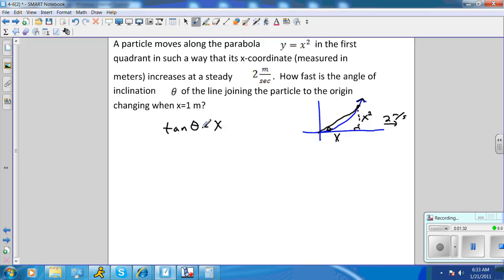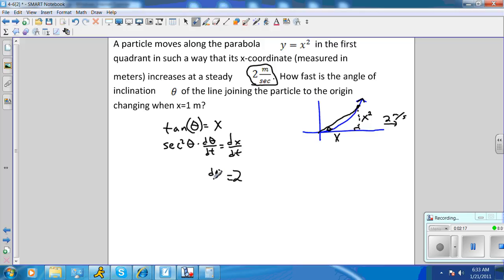If we want to find the rate of change of this, we need a derivative. The derivative of tangent, we learned back in chapter 3, is secant squared. And then the derivative of the inside of the function, tangent of theta, is d theta dt, which is what we're looking for. The derivative of x with respect to time is just dx dt, so that's nice and easy. We need to know what dx dt is, and we need to know what theta is in order to find this specific d theta dt. We know what dx dt is because it tells us in the problem. It's 2 meters per second. So I'm going to plug that in.